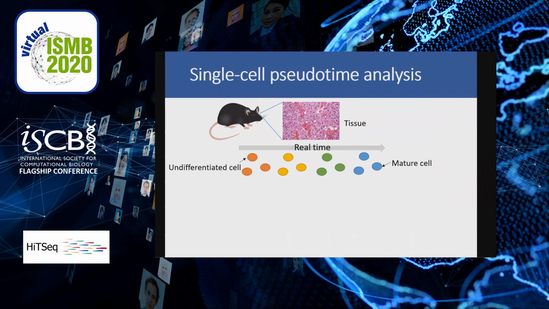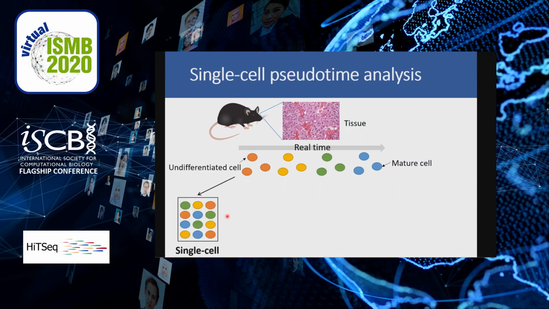First, let's take a look at an example where some tissue is obtained from a mouse. We can assume that it contains a heterogeneous population of cells, including undifferentiated cells and mature cells. That means a snapshot of something like time course data.